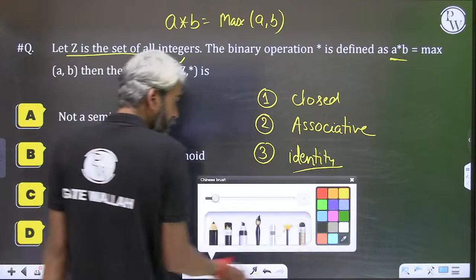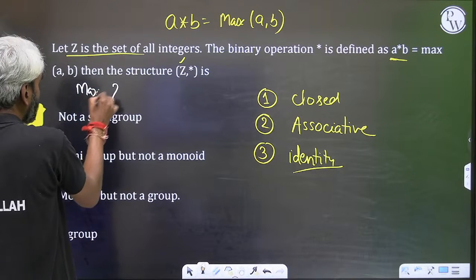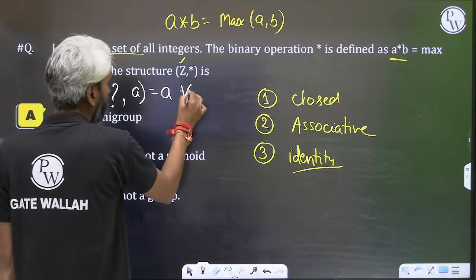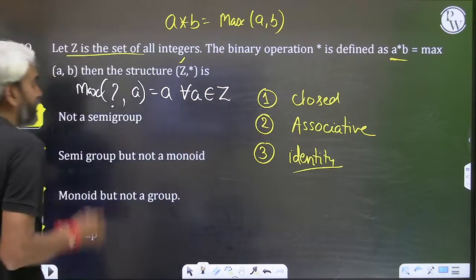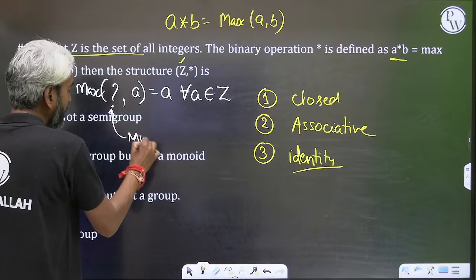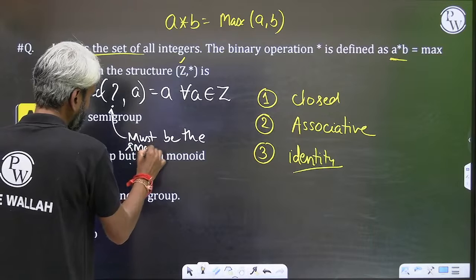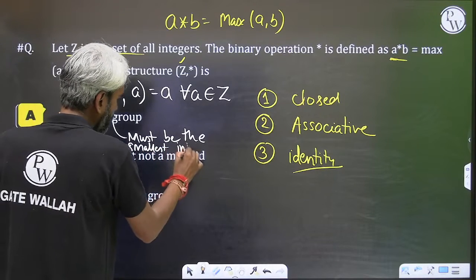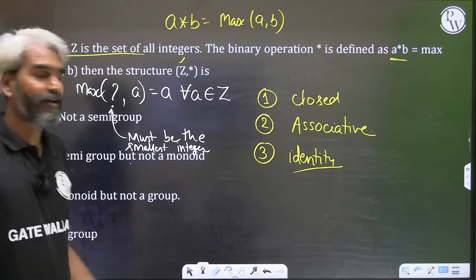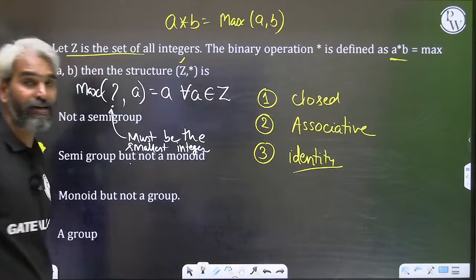So, if you want to ensure that whenever we compare the maximum of this question mark with an element A, it should come out as A only, for all elements A belonging to the integers, then for it to happen, this question mark must be the smallest integer. You may say, sir, it will be minus infinity, but minus infinity does not exist.